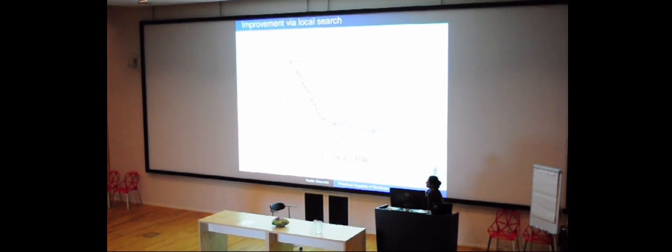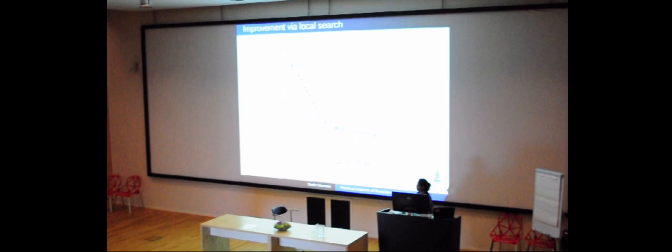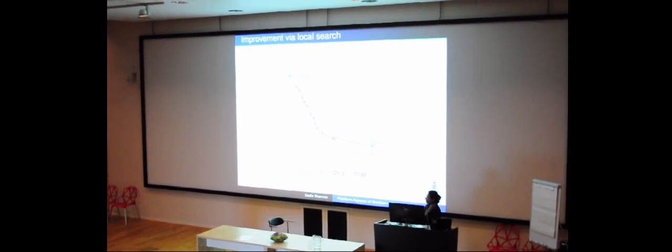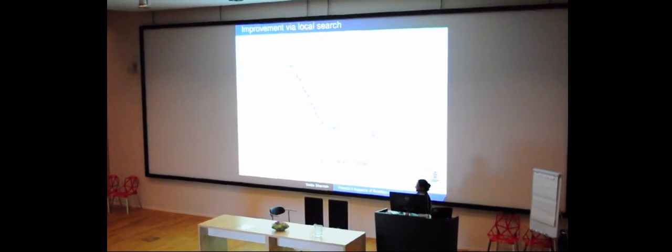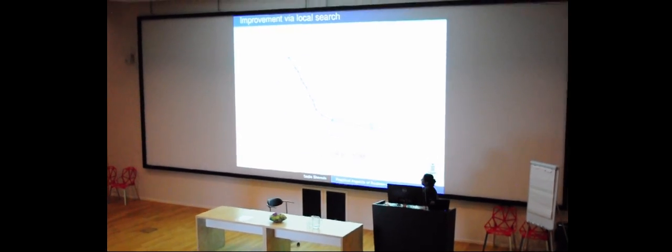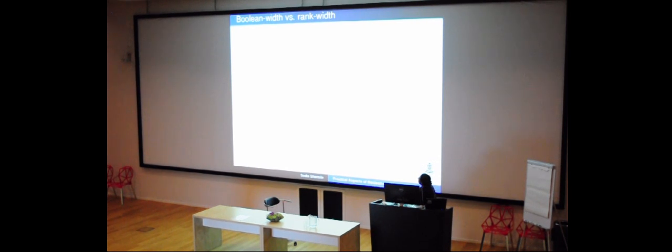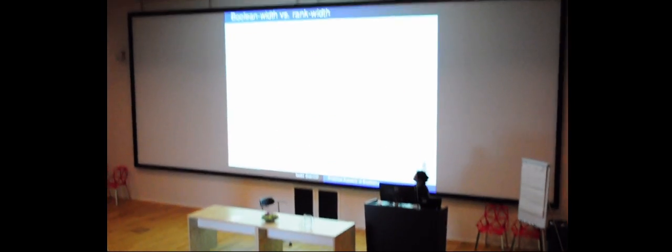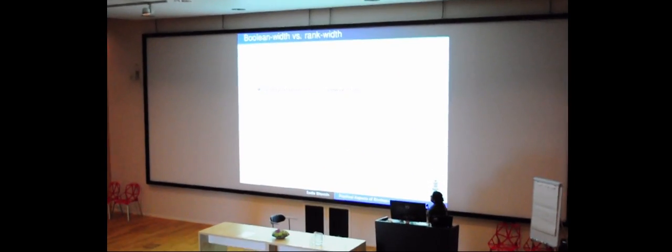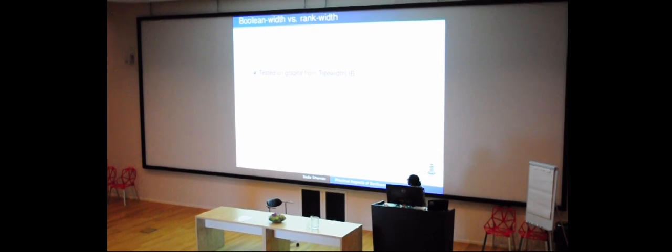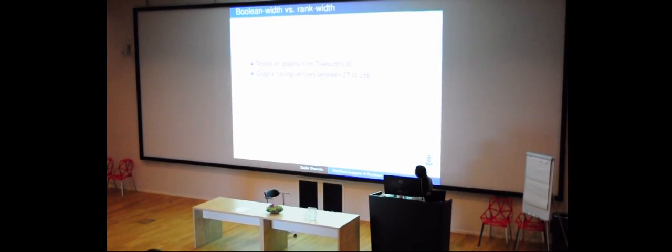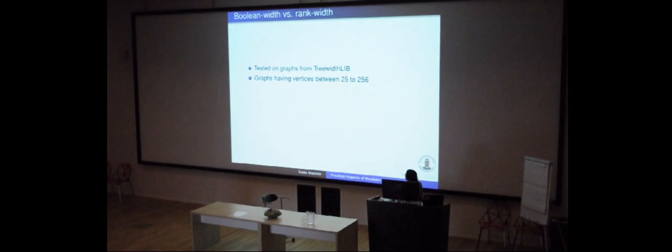So this was our first approach, and working with this approach we actually became aware of the roadblocks or challenges that we might face generating the Boolean decomposition. And later on, the Boolean width upper bound achieved through this approach was compared with the rank width upper bound using a similar approach like Bergen and Bergen. And they tested on graphs from previously, and the graphs had between 25 and 256 vertices.